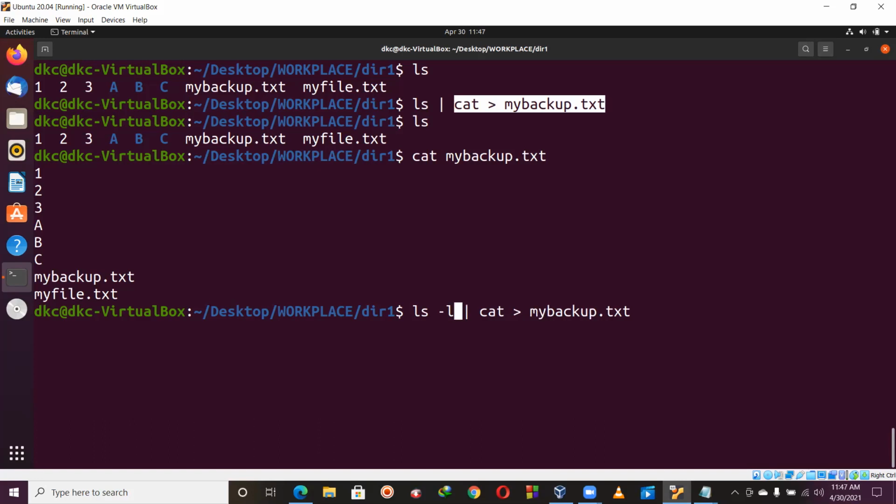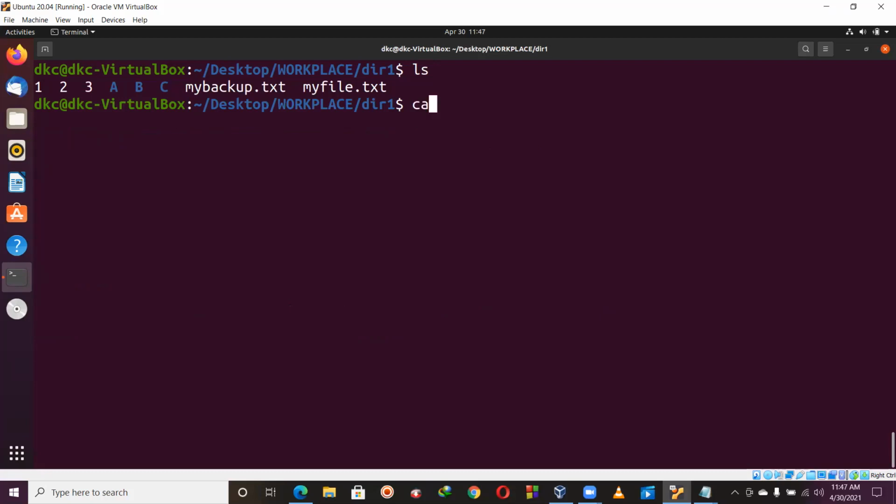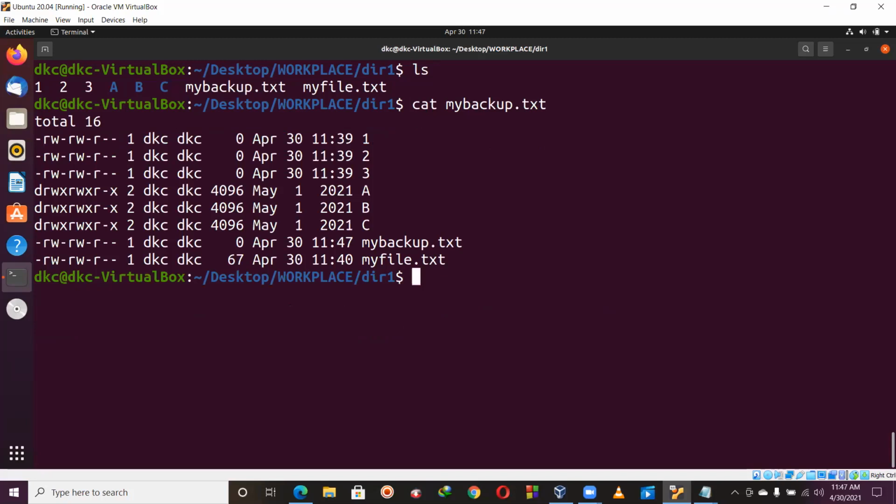ls -l. Yes, previous one. Okay, fine. Now, what is the content? See the contents. My backup. Yes, this is the content. Again, what is the output of ls? Simple ls. This one. Now, I want to append this output into the previous one.